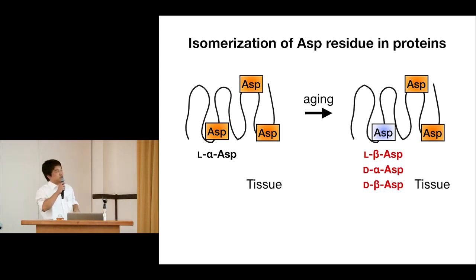This is just a simple picture. I showed the amino acid chain as a protein. There are many aspartates in the protein, but with aging, only at specific sites the aspartate changes from the normal L-alpha aspartate to D-aspartate. During this chemical reaction, they also change to beta aspartate. So in aged tissue, there are three abnormal aspartates.